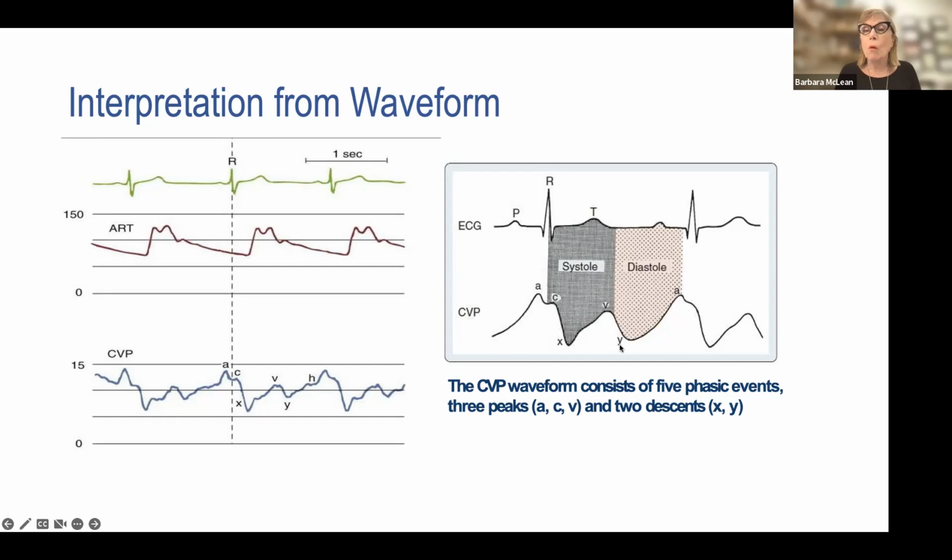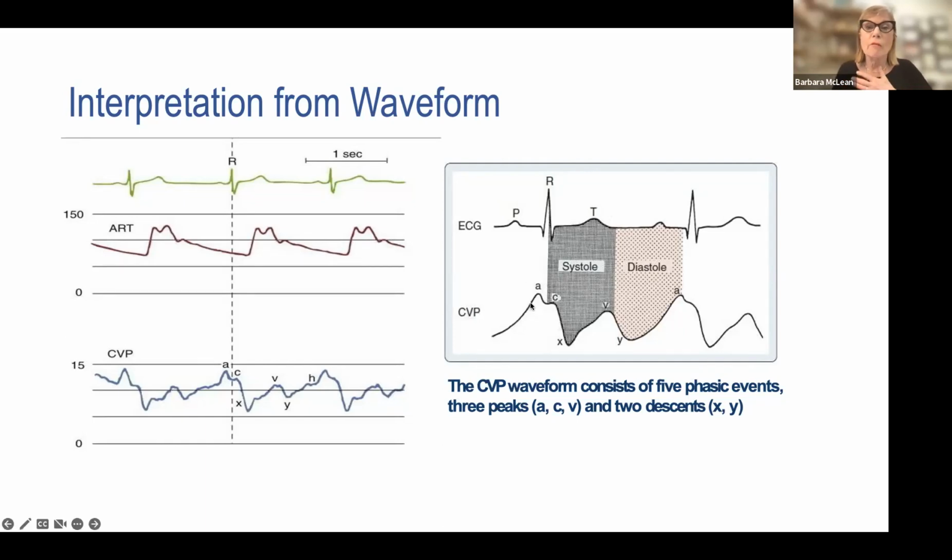Now, the X descent and the Y descent have a lot of importance. C wave has a little importance because it just indicates the closure of the valve. Remember, if you've got a stenotic valve, it never opens, so it doesn't close. You don't get a C wave. If you have valvular regurgitation, the valve barely closes and then it regurgitates. So really important to appreciate these kind of smaller idiosyncrasies.